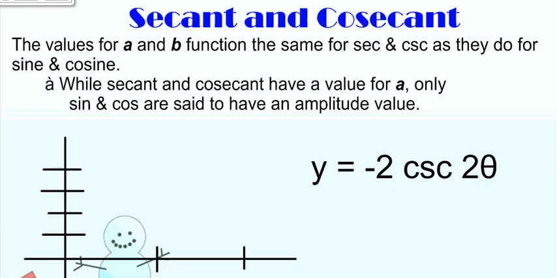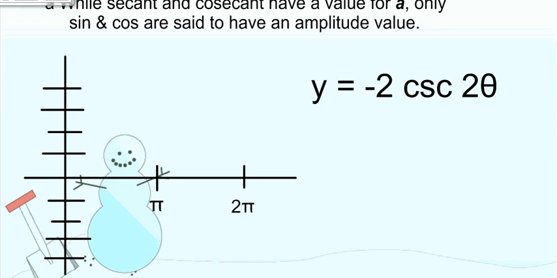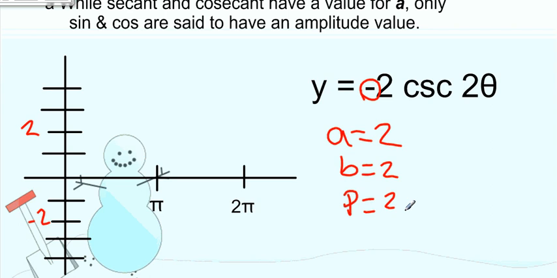Okay, now here, notice that we do have that negative in front. So if we have a negative in front, it just means we have to flip our usual graph. So there's that negative. Our amplitude is 2, so I know I'm going up and down 2. So 2 and negative 2. My b is 2, so my period is 2 pi divided by b. Again, my period is going to be pi.